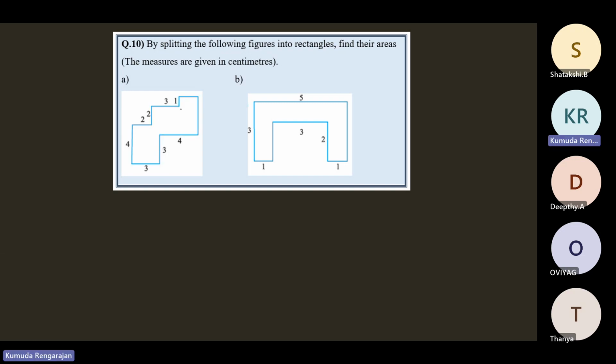So I'm repeating. We are dividing the whole figure into 4 rectangles: 1, 2, 3, 4. In a rectangle, opposite sides are equal. Actually, when I say rectangle, it can also be a square. Here, this one is more precisely a square because the length is 3 centimeters and the breadth is also 3 centimeters. When the length and breadth are equal, it is a square. So you should understand that every square is a rectangle. Every rectangle need not be a square.